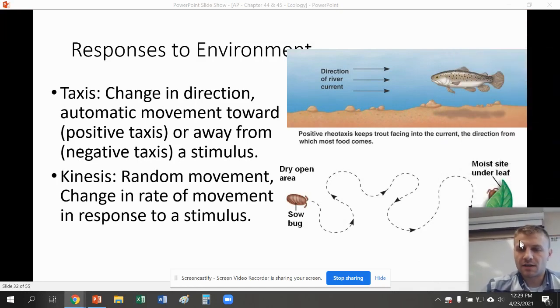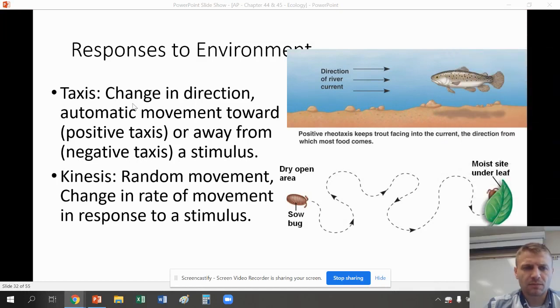All right, so the next portion of ecology is going to be looking at responses to the environment. And this is kind of out of the animal behavior chapter, but basically we're going to go over taxis and kinesis. Taxis is a change in direction, automatic movement towards the positive stimulus and away from negative stimulus. You can see the direction of the river. The fish are going to use that positive stimulus to move up that stream. If they're going with the direction of the current, that's going to be a negative stimulus, and they're going to start going in the opposite direction. So this is just how an organism finds its way throughout the world, using positive and negative stimuli.